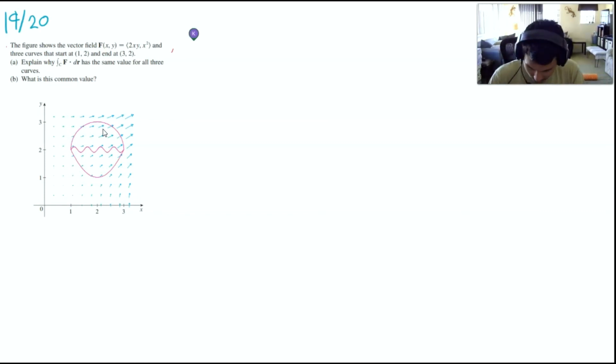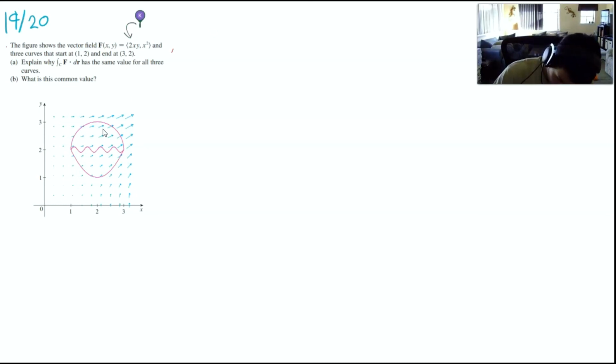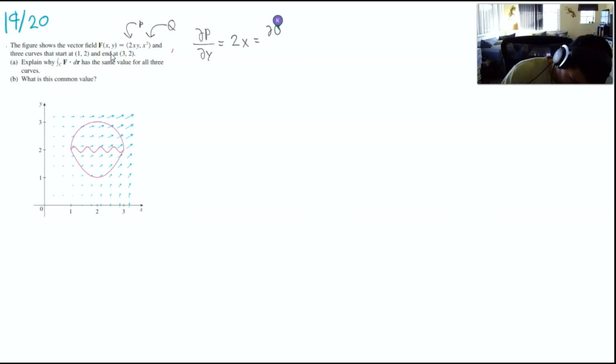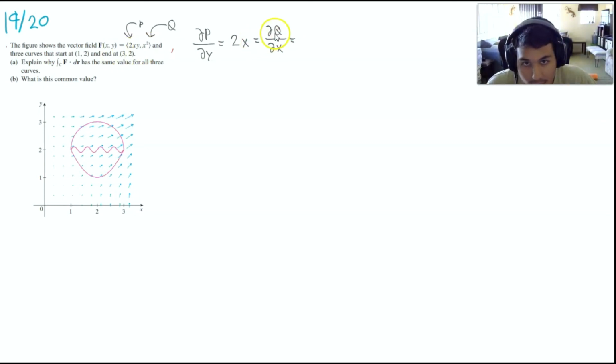I will say that this is P, and that this is Q, and dP/dy is what? If we differentiate P with respect to y, we get 2x, and this should be equal to dQ/dx. Now let's check that. If we take dQ/dx, it is 2x. So I don't even need to write it again. Boom.